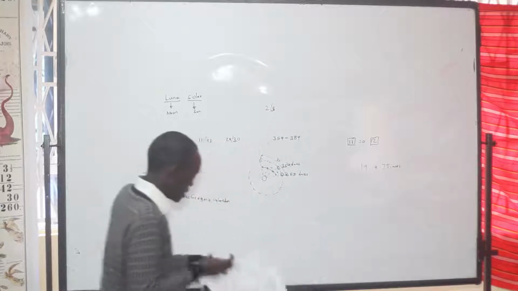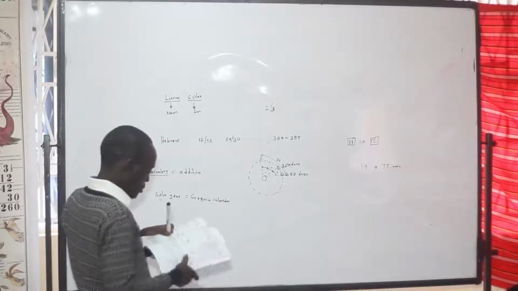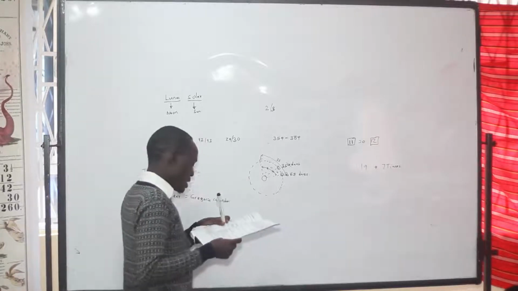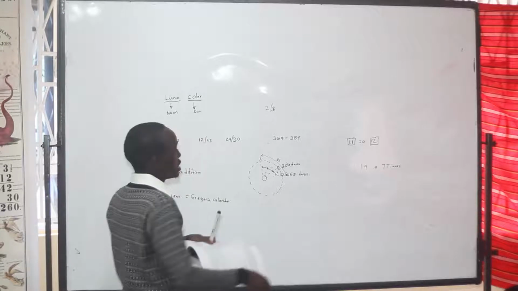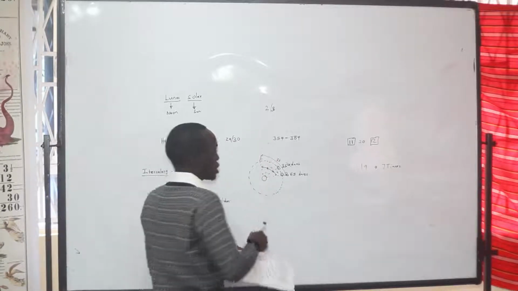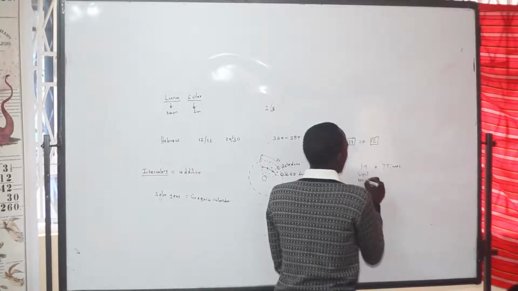So let's continue reading. Then it says, these extra months are added 7 times every 19 years. That's what we have explained. And we are saying this 19-year period is called the Metonic cycle.